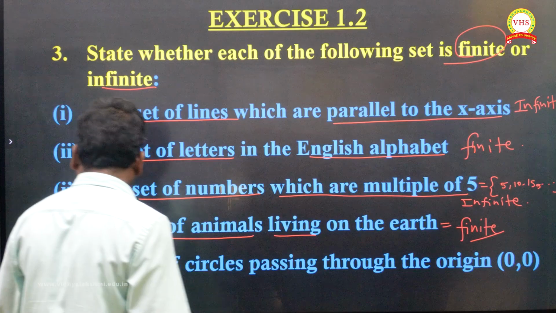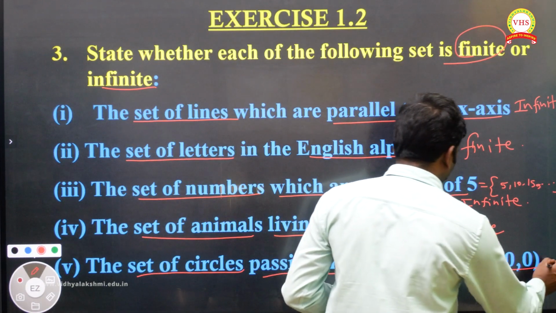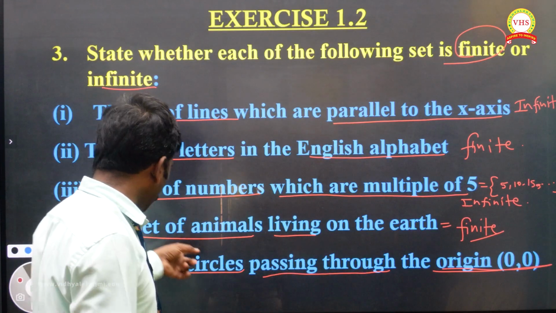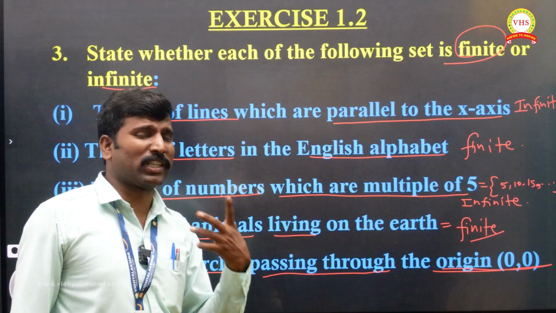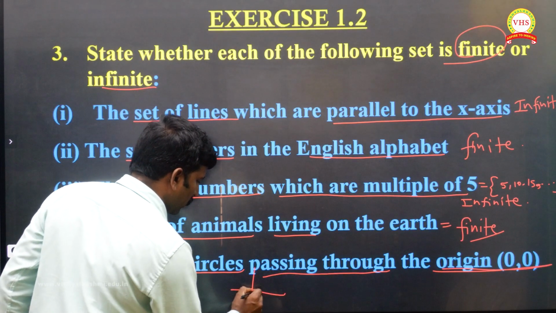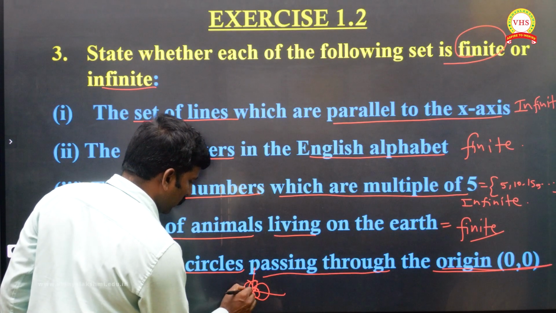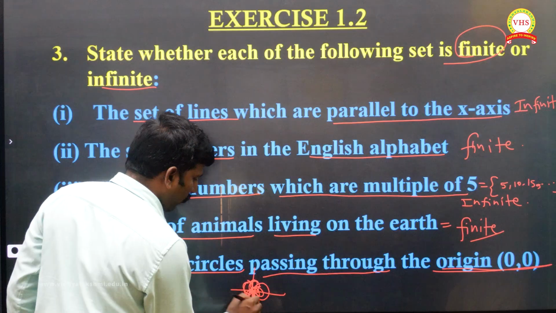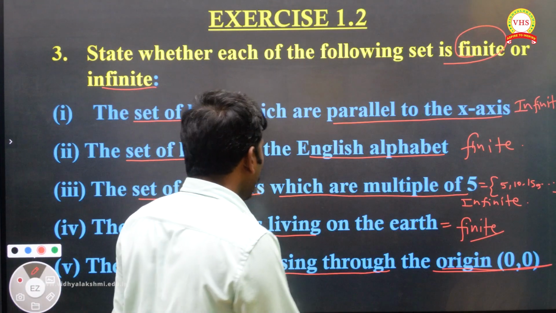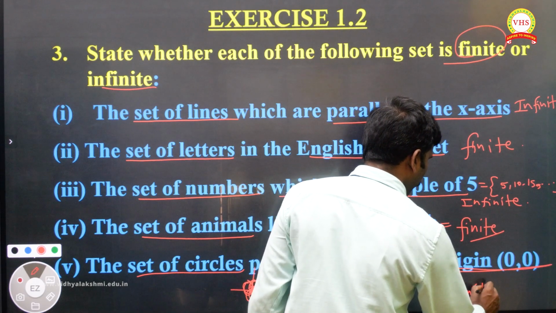And the last point, the set of circles passing through origin. How many? Through origin, we can draw many circles. See, this is origin. Through origin you can draw many circles. Surely infinite number of circles you can draw, so that is also infinite. Understand?